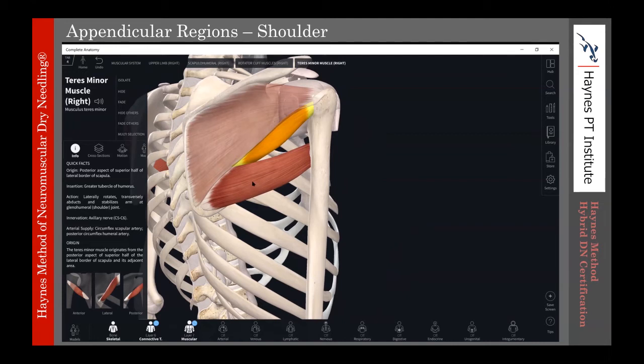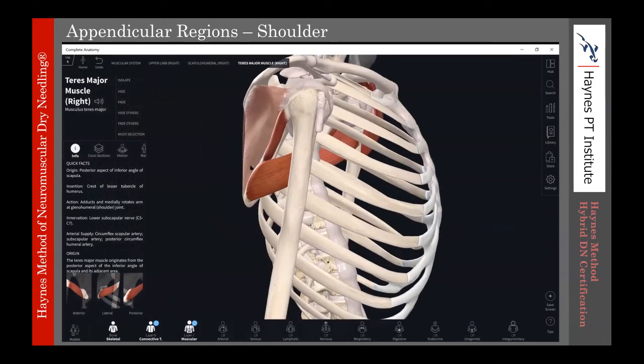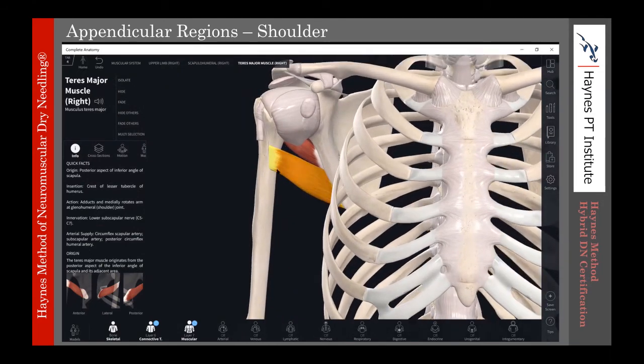And then finally, teres major. Its origin, the posterior aspect of the inferior angle of the scapula. It inserts into the crest of the lesser tubercle of the humerus. So here we see a very similar attachment site.